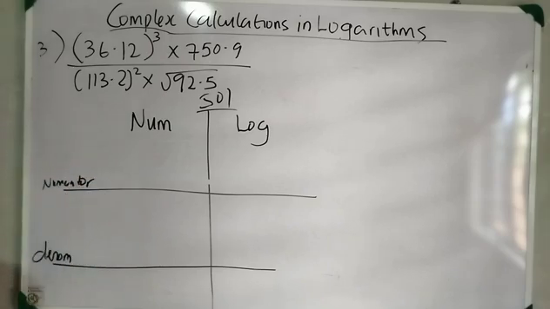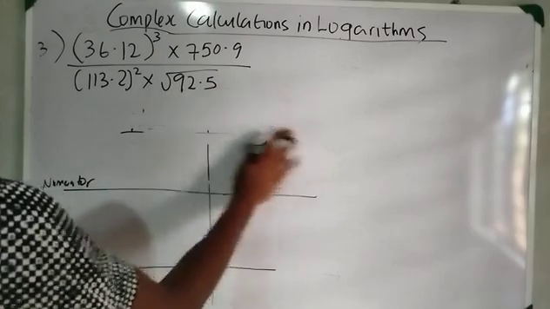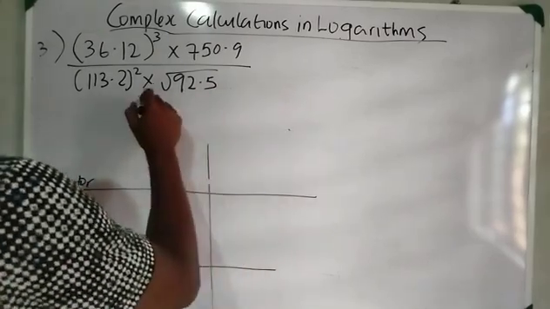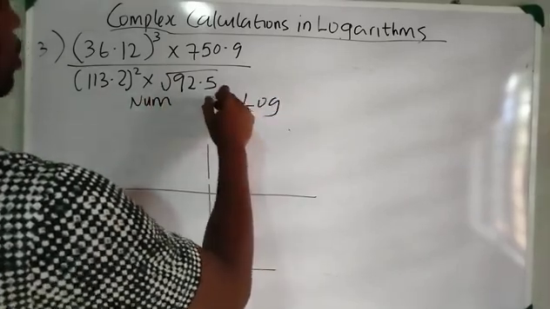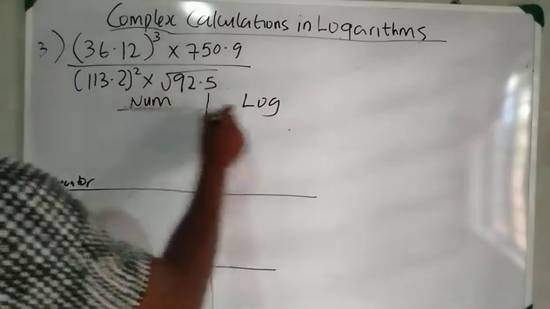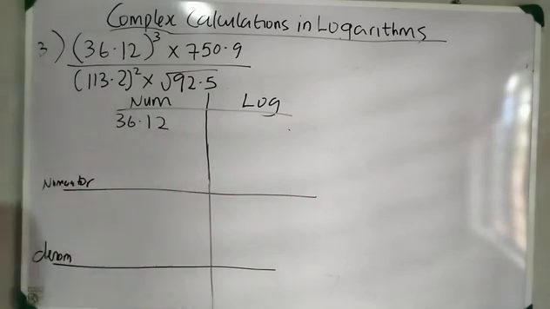So for the numerator, we have some numbers, right? Permit me to shift this a bit upwards. Alright, so this is the number, and this is the logarithm. So for the numerator, we have this first number, 36.12, right?